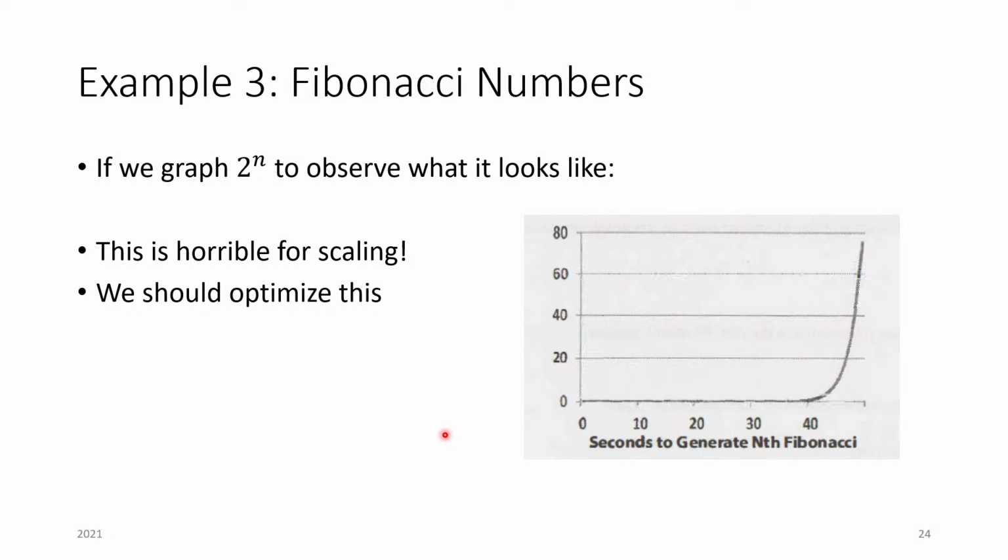2 to the n is one of the worst possible outcomes regarding this. And even though it is one of the worst possible outcomes that you can actually achieve, there are ways to optimize this. So let's go back to our recursion tree and think about, okay, how can we optimize this?